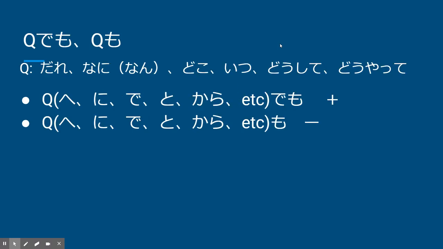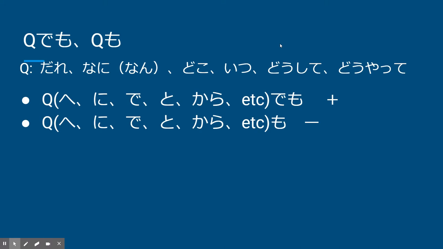All right, so the next one is でも versus も, used with a question word. Remember, question words are だれ, なに or なん, どこ, いつ, どうして, どうやって. And you connect that to, you can have a particle in there, and you know what the particles mean, so it should kind of help you. But you use it plus でも and plus も. でも ending with a positive and も ending with a negative. So let me give you an example.